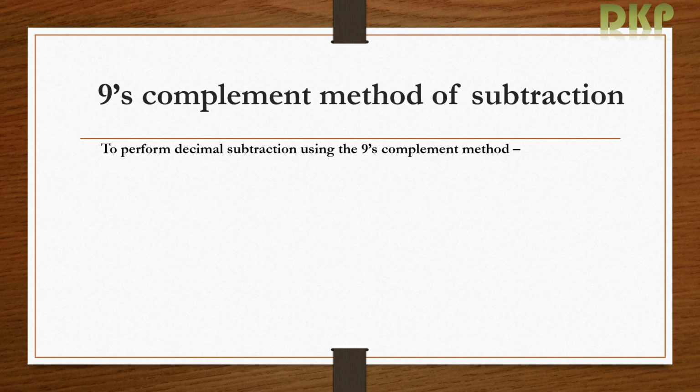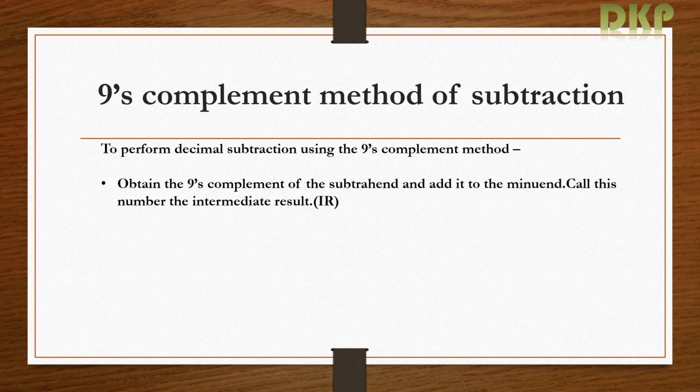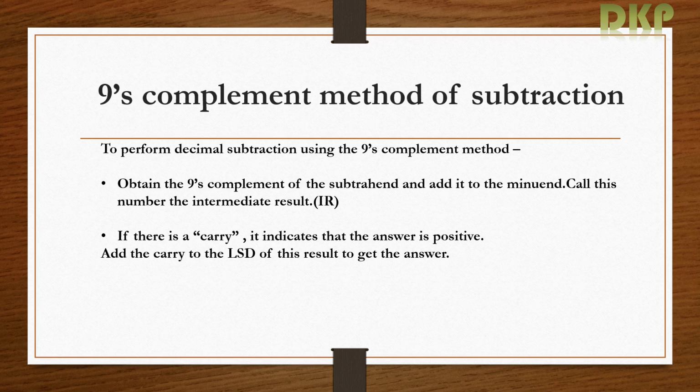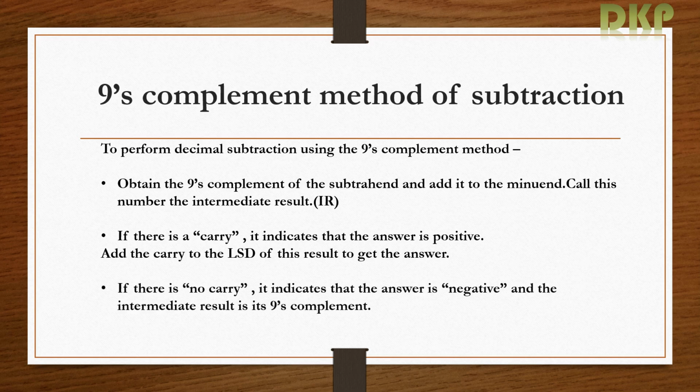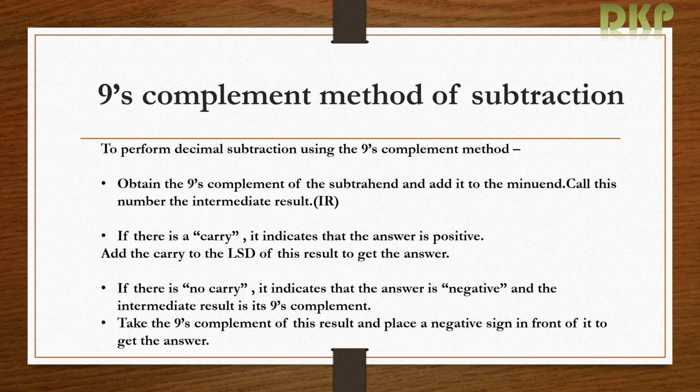To perform decimal subtraction using the nines complement method, obtain the nines complement of the subtrahend and add it to the minuend. Call this number the intermediate result. If there is a carry, it indicates that the answer is positive. Add the carry to the LSD of this result to get the answer. And if there is no carry, it indicates that the answer is negative, and the intermediate result is its nines complement. Take the nines complement of this result and place a negative sign in front of it to get the answer.